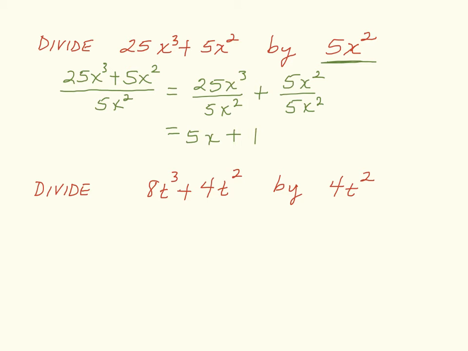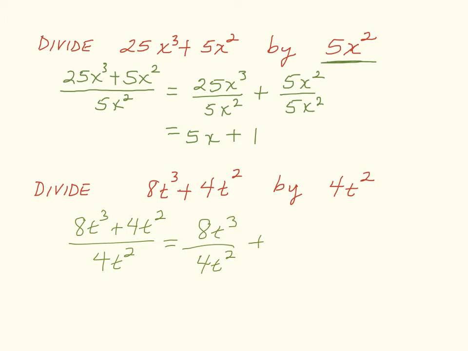Next example is the same thing. Divide 8t cubed plus 4t squared by 4t squared. Break it up: 8t cubed over 4t squared plus 4t squared over 4t squared. Simplify. 8 over 4 is 2. T to the third divided by t to the second is t. Plus, now 4t squared over 4t squared is 1. And we have just divided by a monomial.